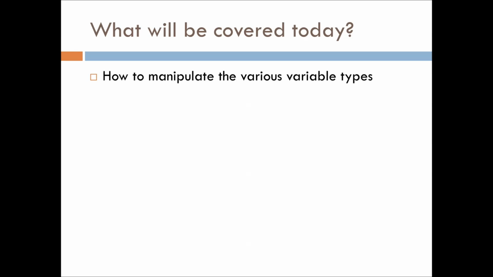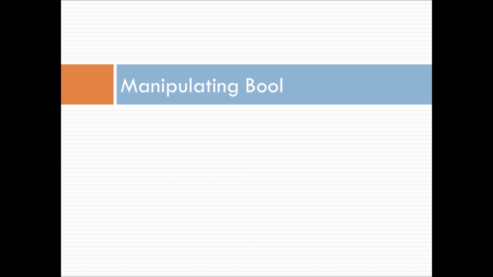This episode, it's the variable second part, and we're going to go over variable manipulation. Now, what will be covered? How to manipulate the various variable types that we went over in the first episode, string, integer, and so forth. If you aren't familiar with those variable types, please look at the previous episode. Otherwise, you should be good to go, and if you already know how to do this, then you can skip it. Alright, so let's look at a boolean.